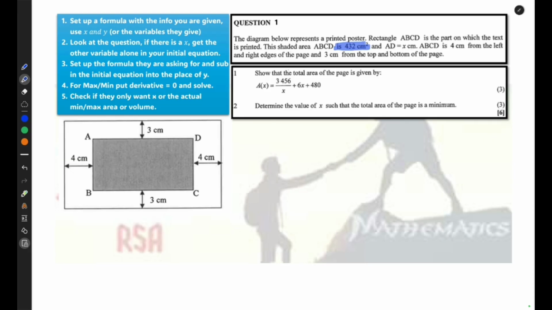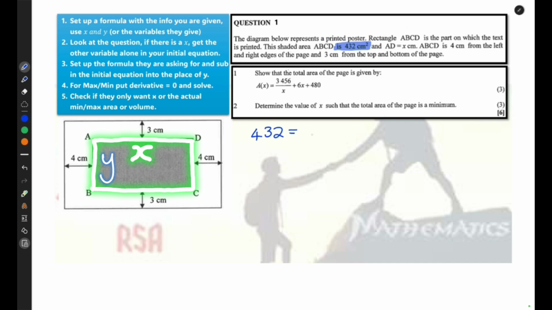So always in these sums, they'll give you a certain part of the info, and then they'll ask you something else. So they give me the area of the shaded part, but in the question, they ask me for the area of the page. So it's two different areas that I'm working with, but you always need to start somewhere. Now, I know that area of a rectangle is just length times breadth. So for this shaded area, I can say 432 would be equal to length times breadth. Now, in this specific question, the length would be AD, and the breadth would be AB or DC. So in the given info, I can see AD is equal to x, and therefore I'm going to make AB equal to y. That is what I said in step 1, put in a formula with x and y.